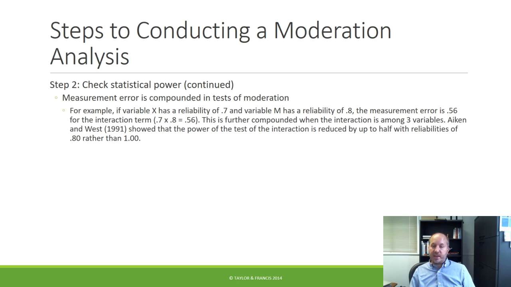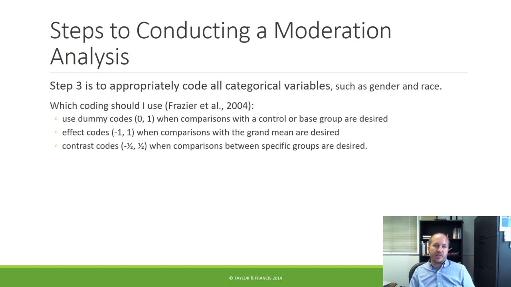When we're doing that, again, error is compounded in moderation analyses because of the interaction terms. Step 3 is to appropriately code all categorical variables. So if we're using any categorical variables, such as gender and race, make sure that we either dummy code them, or effect code them, or contrast code them.